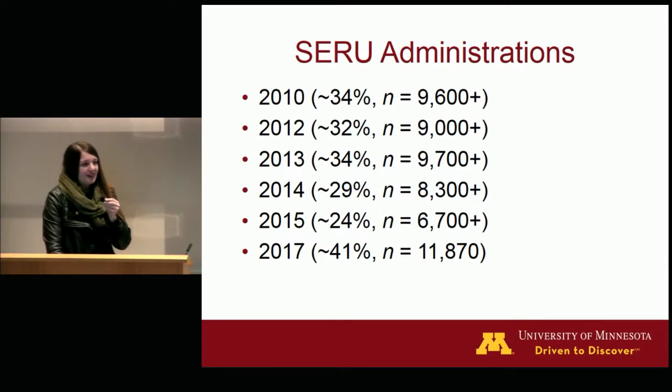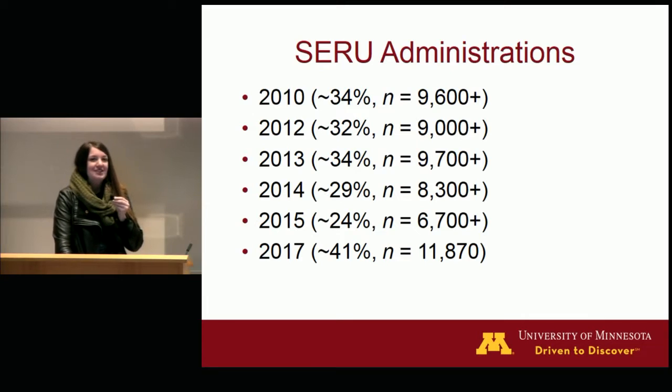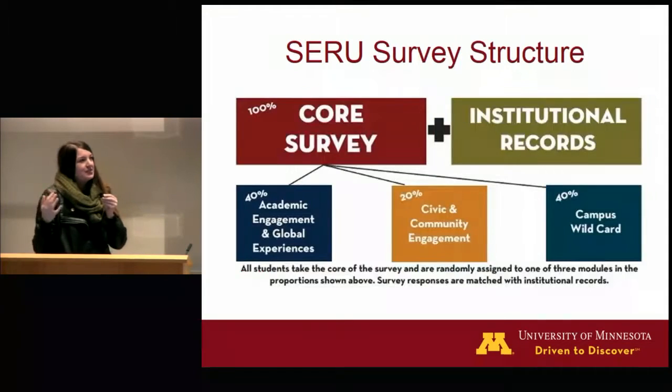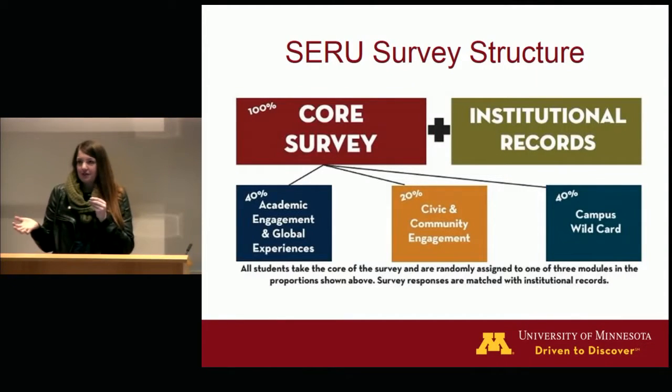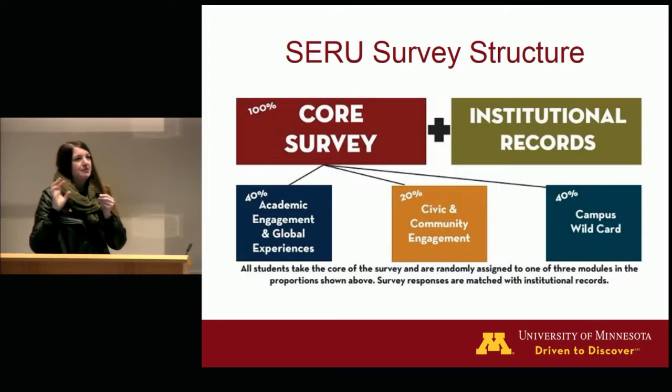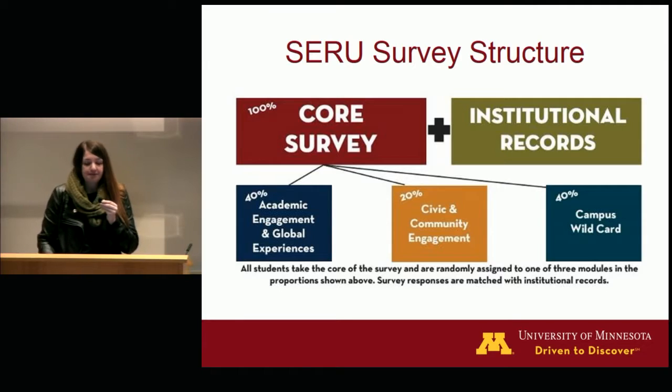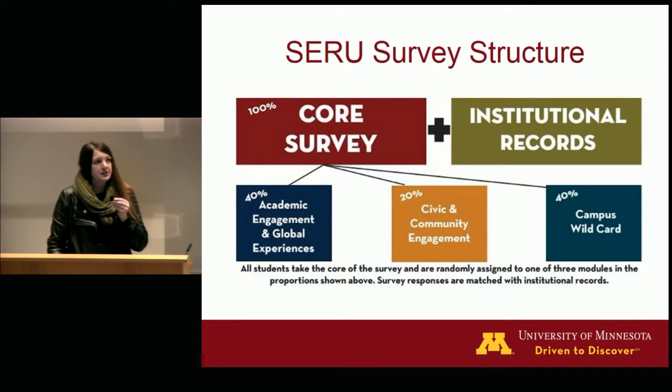The SERU has over 600 items. Students don't all answer all 600 items. We have some modules that we randomly assign to students. All the students get the core of the survey, which is about 150 items, and then we randomly assign students to different sections. In last year's wildcard module, we asked a lot of items related to campus climate, and a lot of campus climate items also come from the core of the survey as well. So a very, very rich source of data on the undergraduate student experience.